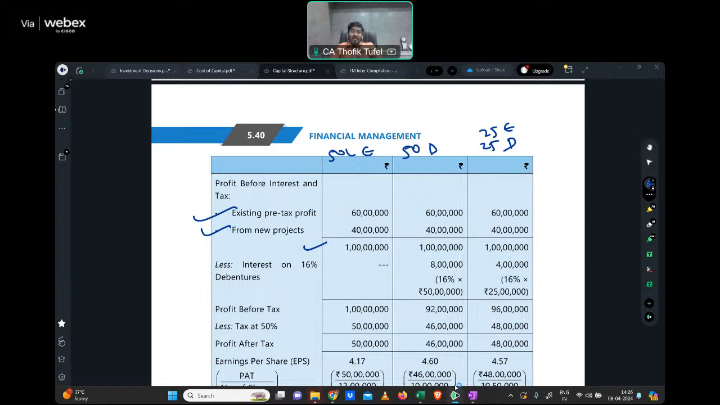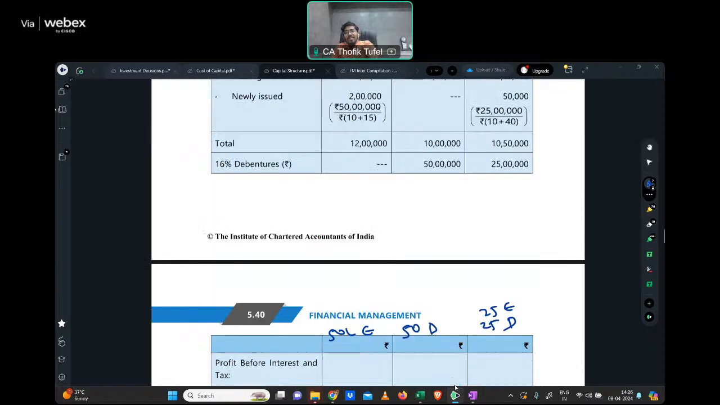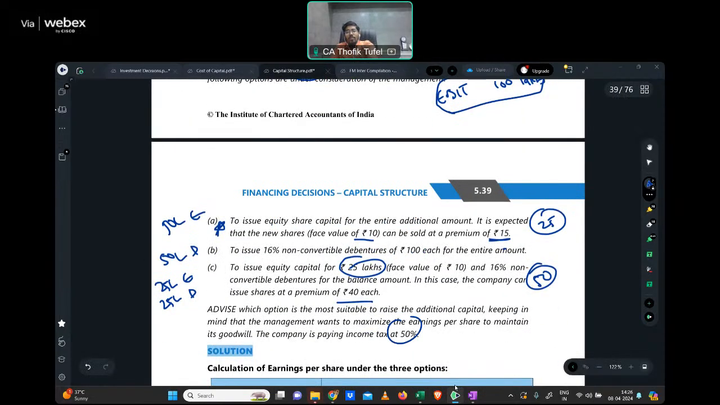Because here it is 50 lakh rupees equity and I'm having only equity, I'm having no debentures here. So that is the reason no debt here. Here 50 lakh into 16% is the debt. Here 25 lakh into 16% is the debt. So EBIT minus interest is equal to profit before tax. Tax rate is equal to 50%. It is given in the question.